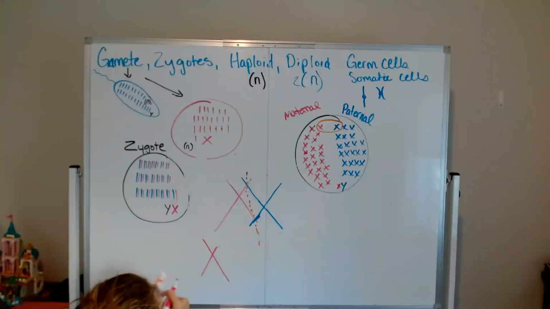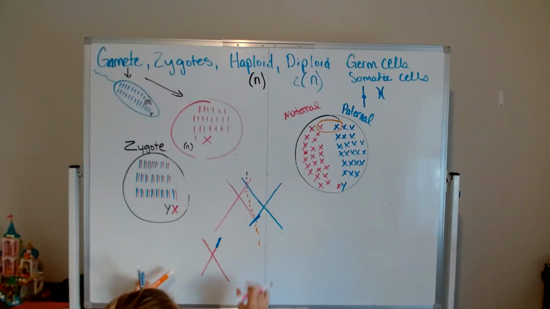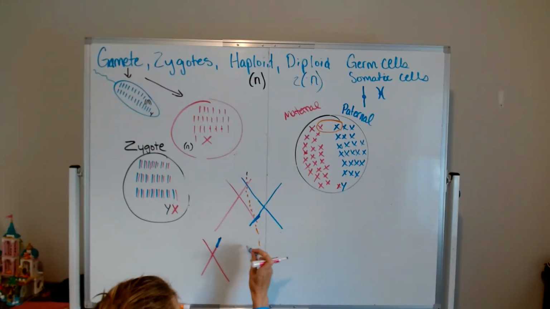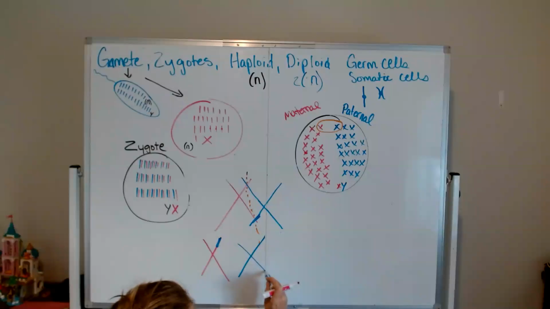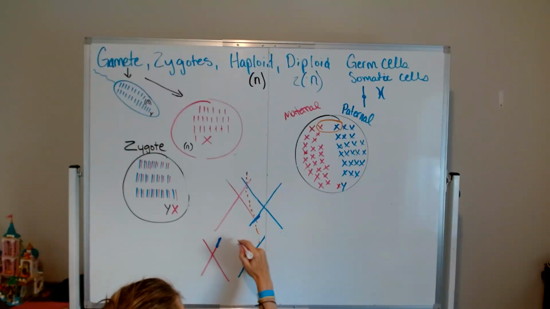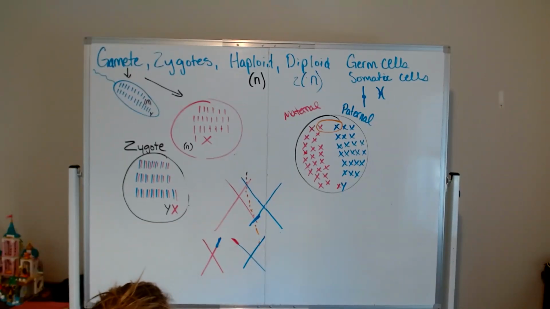This one will have this little blue right here. And this one over here will have this little pink region right there. And maybe down here, we could say the same thing. Okay? So this is called crossing over or genetic recombination.